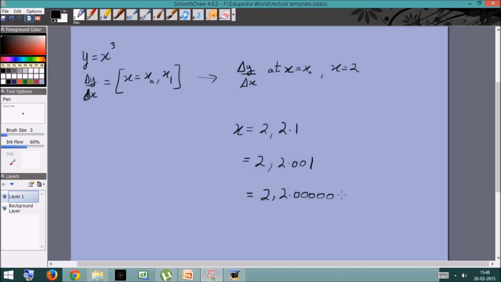If we calculate the change in y with respect to x, which is delta y by delta x, between the values of x being 2 and 2.000001, we can be reasonably sure that whatever the person means by delta y by delta x at x equal to 2, this answer has to be reasonably close to that. So let's do this for the general case.